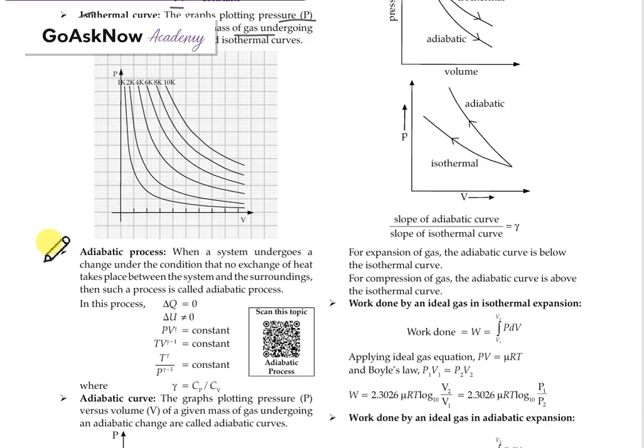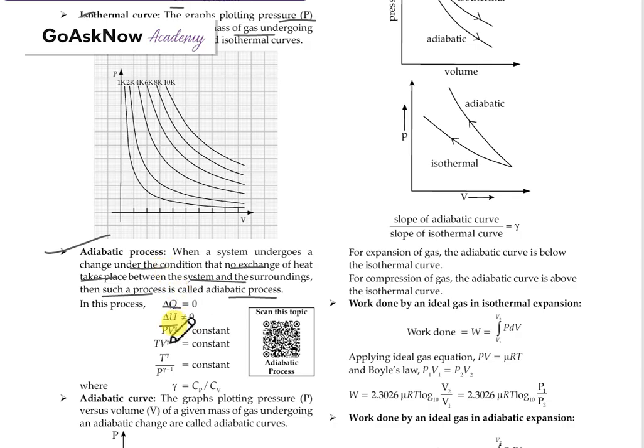Now, adiabatic process. When a system undergoes a change under the condition that no exchange of heat takes place between the system and the surroundings, then such a process is called adiabatic process. So here delta Q is equal to 0 and delta U is not equal to 0. This is the condition for the adiabatic process.